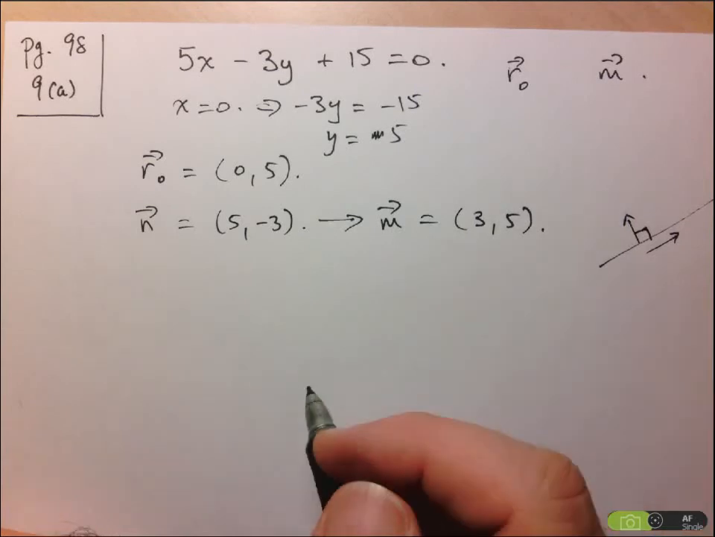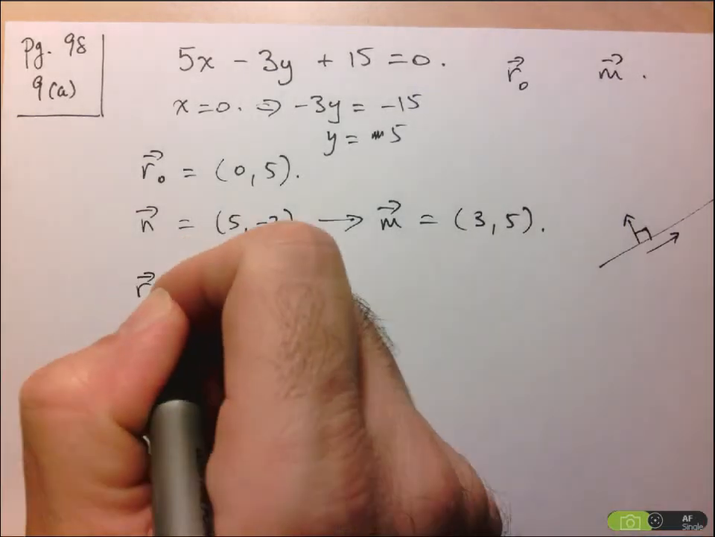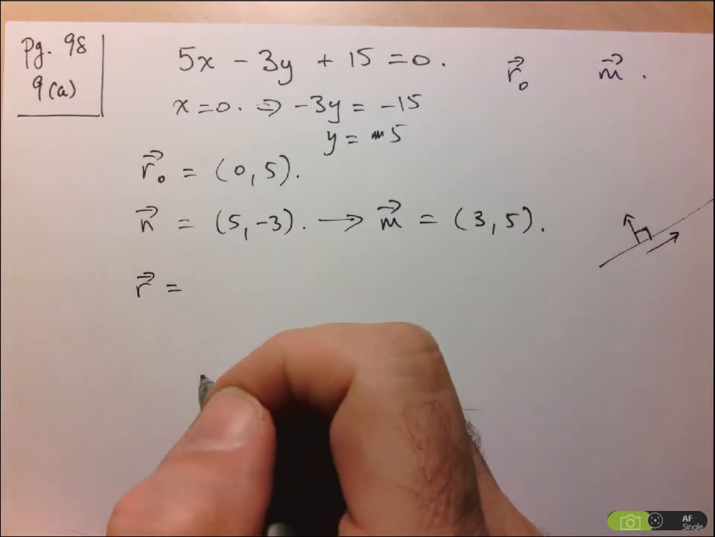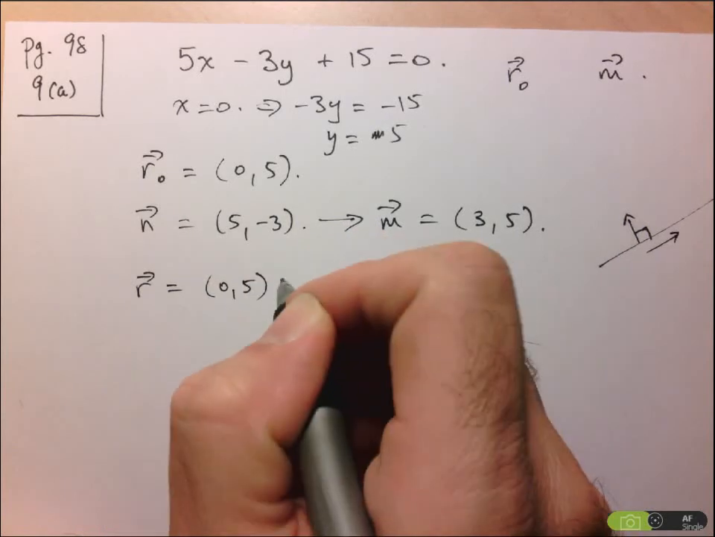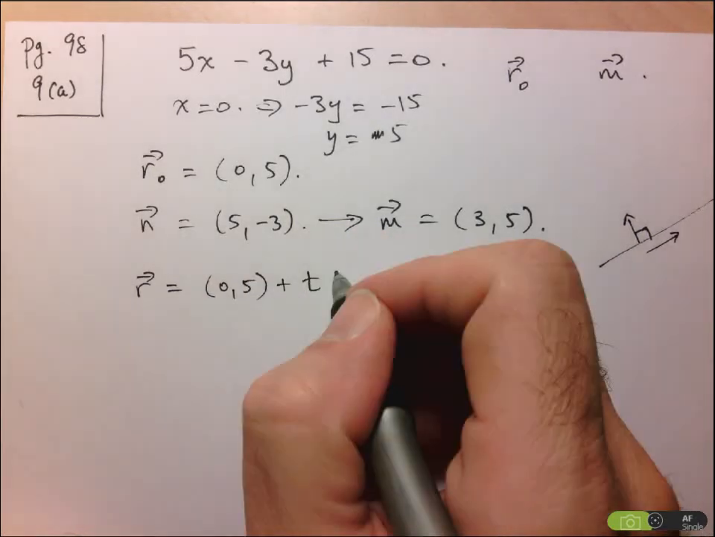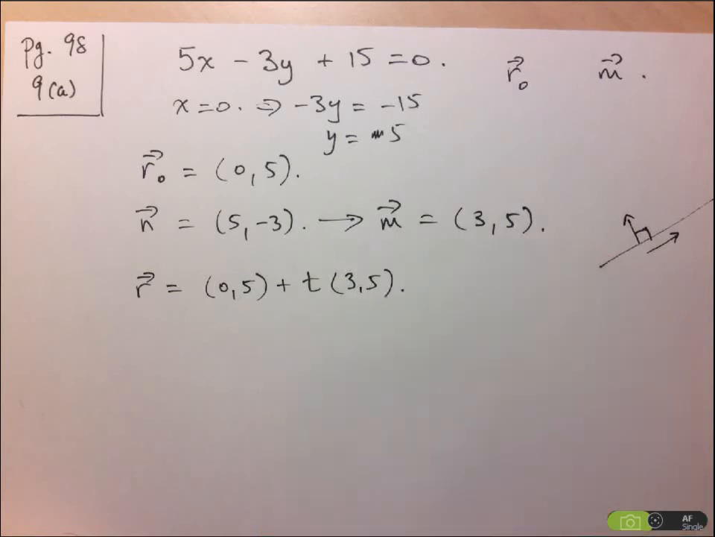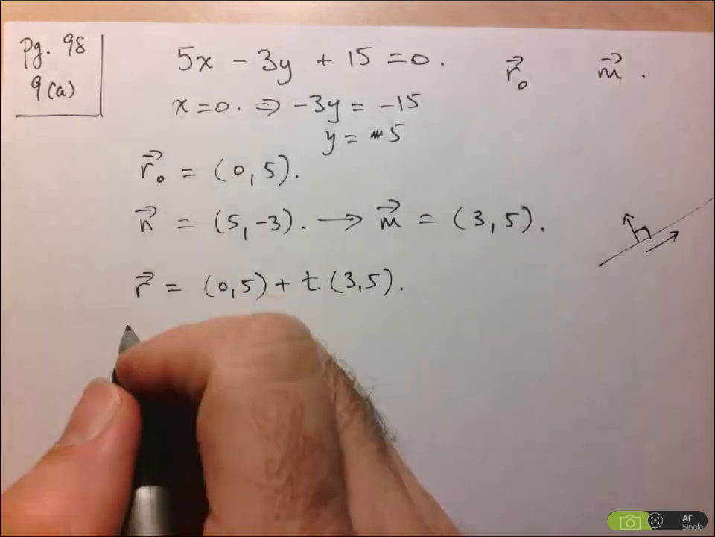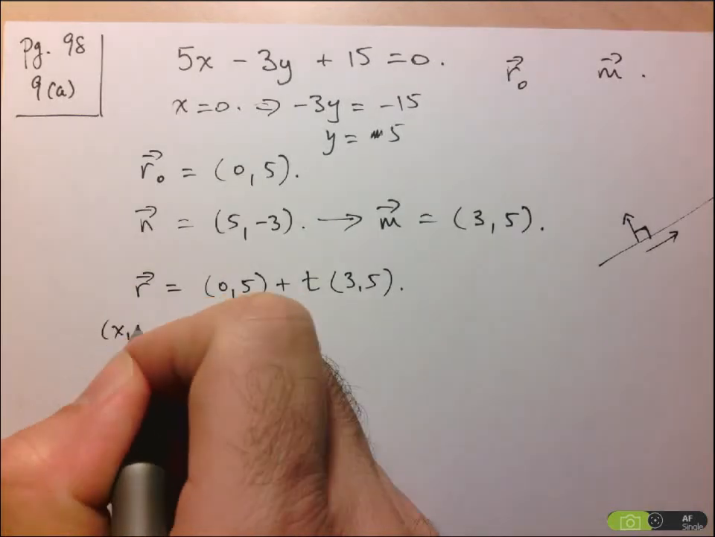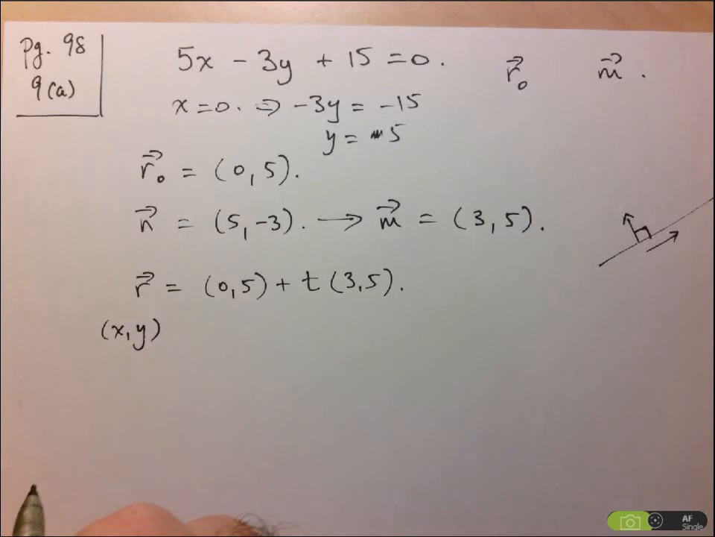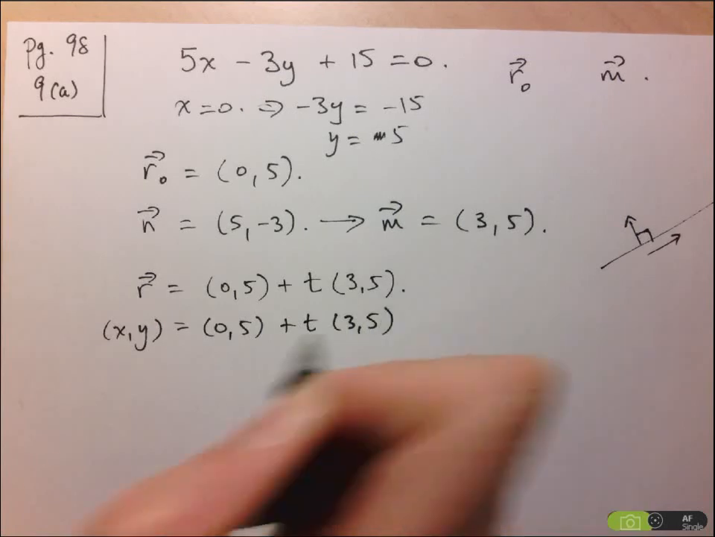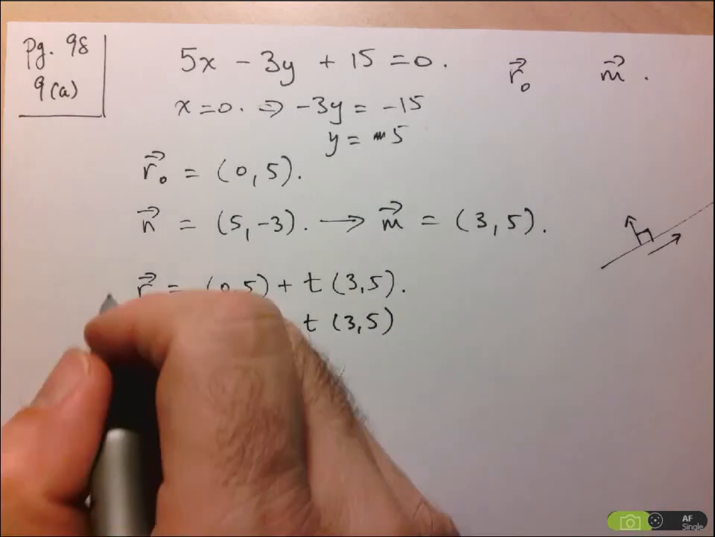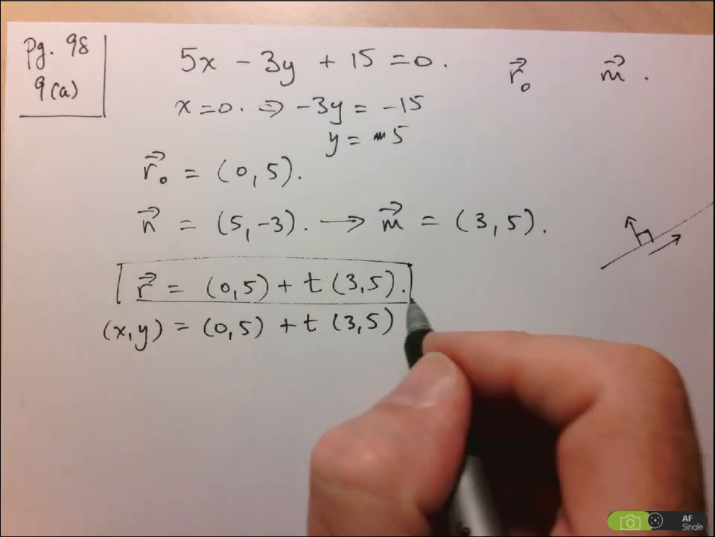And so now I have enough information to write out the vector equation of the line. So we know that it's the vector to the given point, in this case 0, 5, plus some parameter times the direction vector. Okay, if I now want to write it in parametric form, remember that this r here is just representing some general point on the line. So this is vector form.